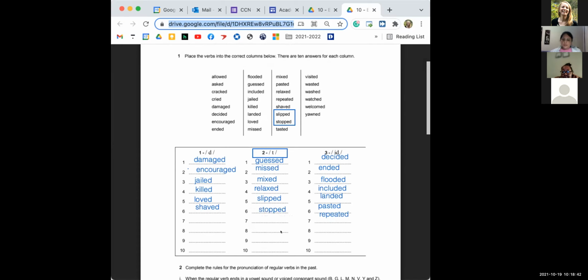Tasted. Third one. Tasted. The ones ending in T and D are the easy ones. They're easy to recognize. Yes.